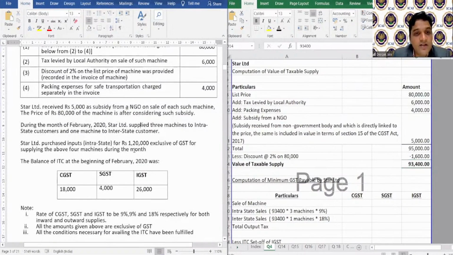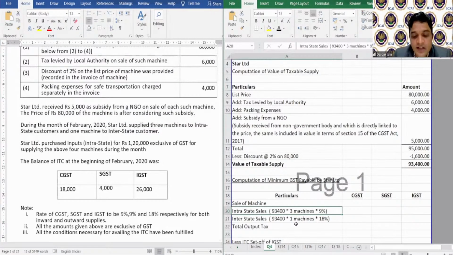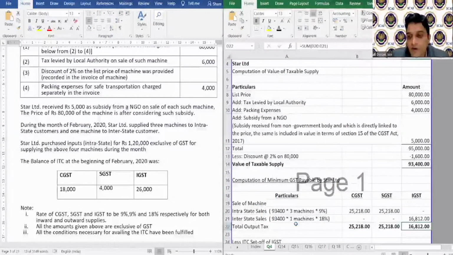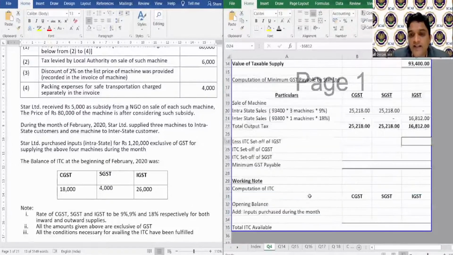Now, what is the question saying? They have supplied 3 machines to intrastate and 1 machine to interstate customers. So 93,400 into 3 machines at 9%, because CGST and SGST you will charge for intrastate customers. Correct? So 93,400 into 3 into 9%, and 1 machine to interstate, on which you will charge IGST at 18%. This is our total output tax.